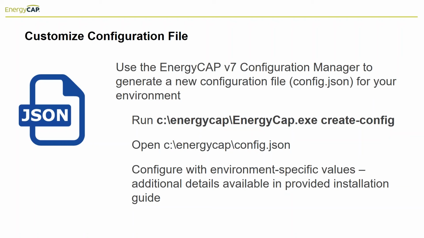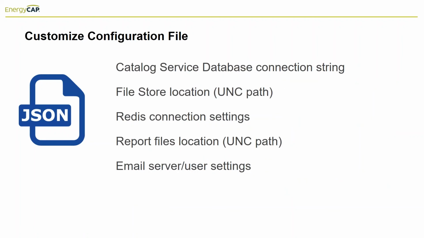That will create a config.json file, and then you can open that in any text editor to configure environment-specific values for your particular network, for your particular servers. These are the options that you will be configuring within that config.json file.